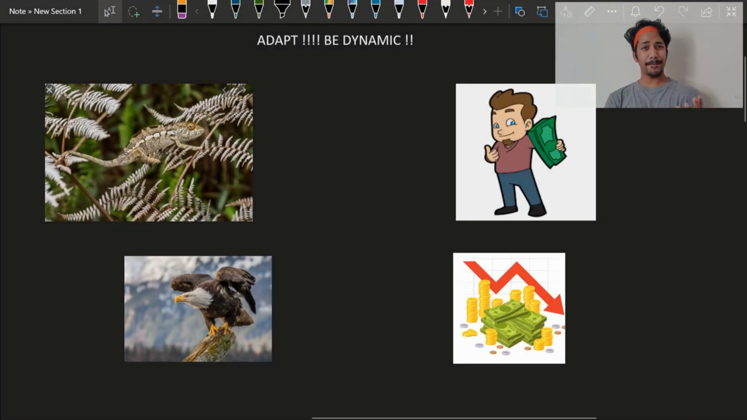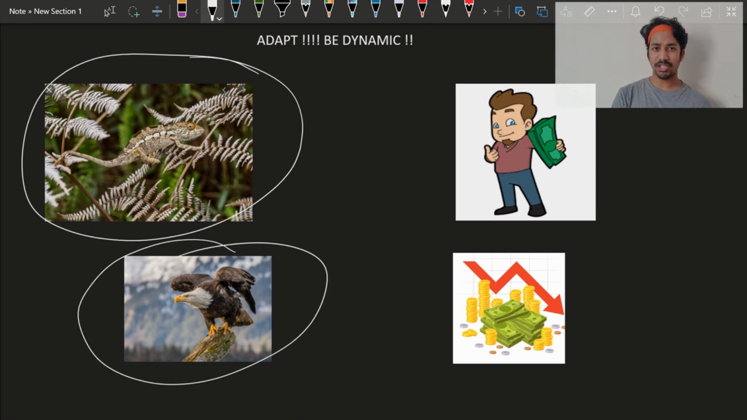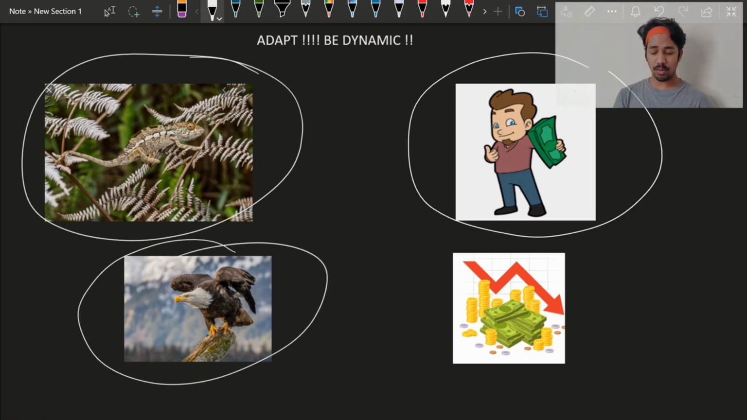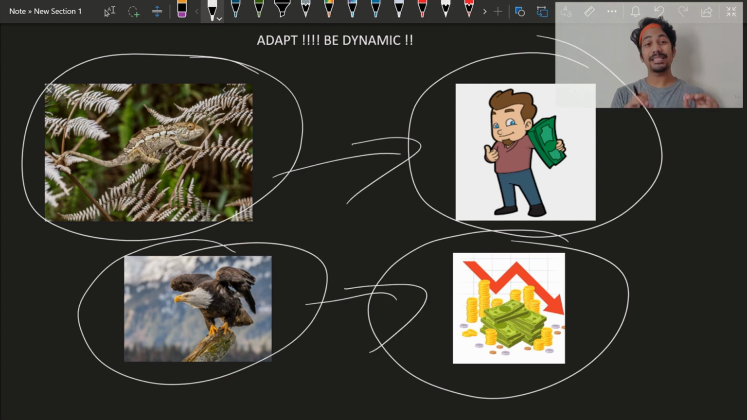So the basic comparison between you and a chameleon would be adaptation, being dynamic. Now what is that supposed to mean? It means that as a chameleon adapts himself into nature to hide from the eagles which eat them, the same way you with your cash, you are the chameleon over here, need to adapt yourself to stop going into losses. So the chameleon is you over here and the losses are the eagle. That is the basic comparison between you and a chameleon.